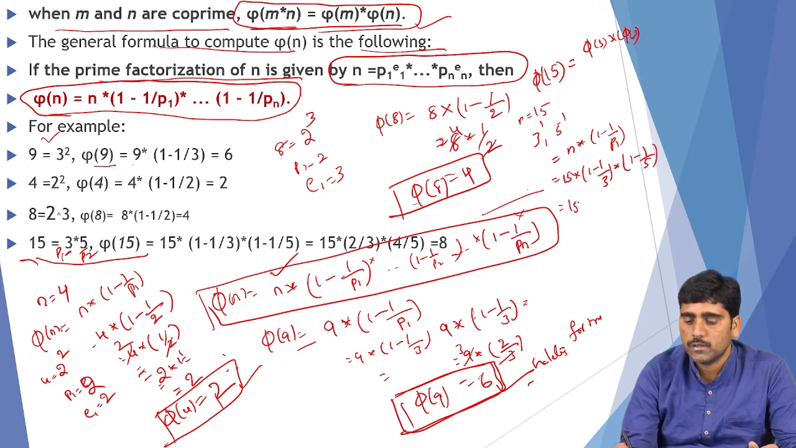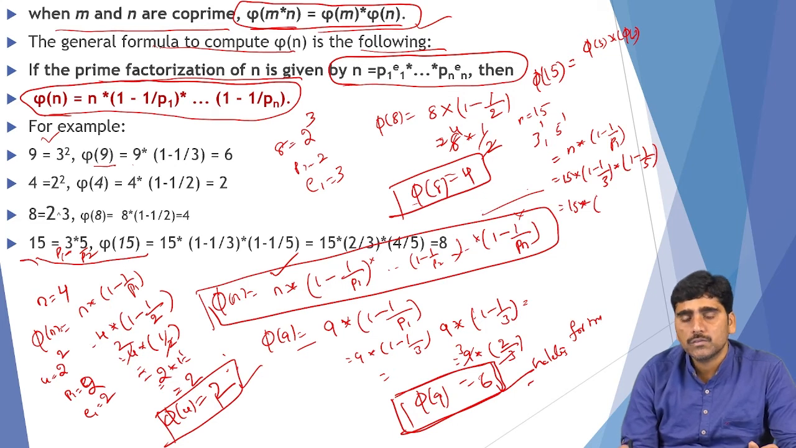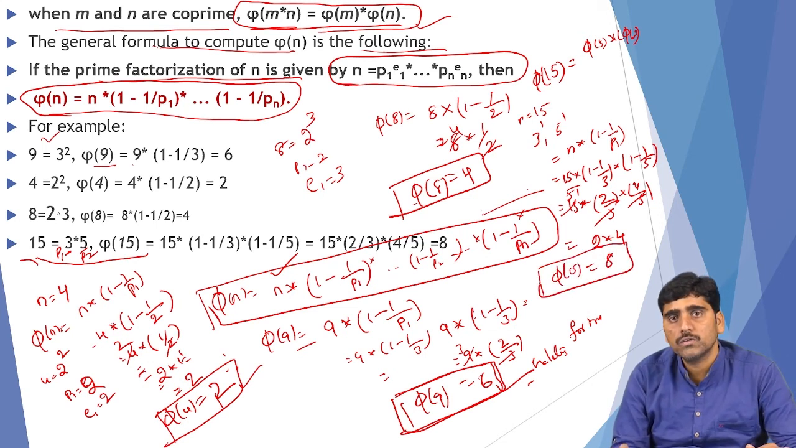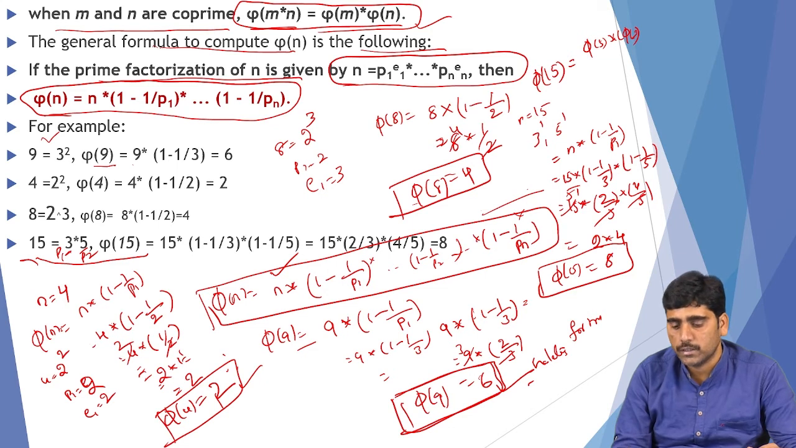So 15 into 1 minus 1 by 3 is nothing but 2 by 3, into 1 minus 1 by 5, which is nothing but 4 by 5. So 3 fives and 5 ones, so directly you can write 2 into 4, that equals 8. So phi of 15 equals 8. This is the value you should get here.